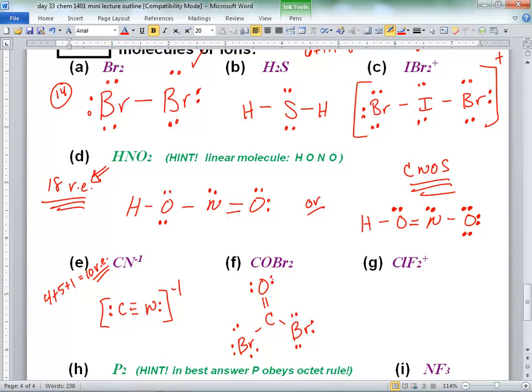Now this is ClF2+, not CiF2+. This is chlorine and 2 fluorines. So it's all of the sevens. You need another F. 2 Fs. That would make things better.